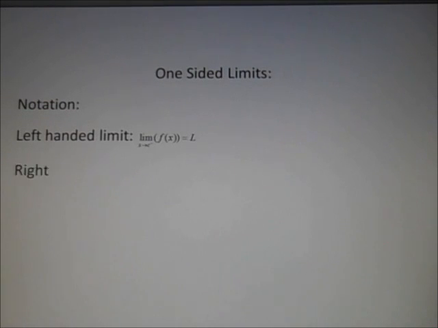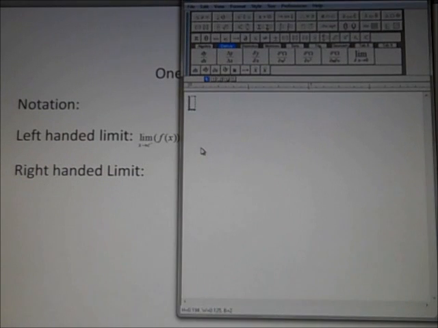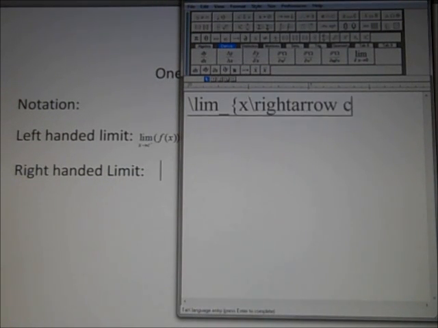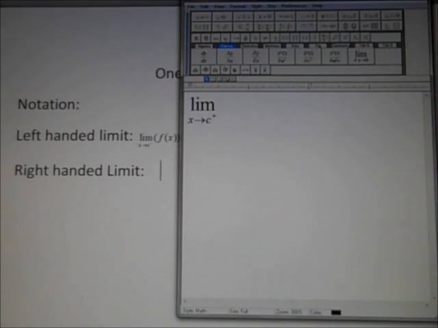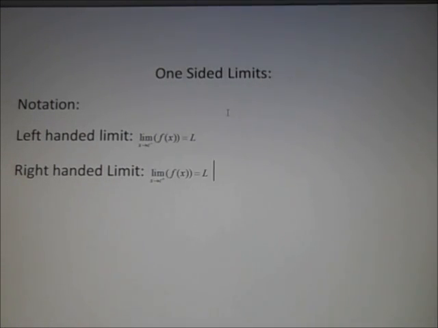We also have our right-handed limit. Here we still have the limit as x approaches c, but instead of putting a negative for the left-hand side, we put a plus, meaning we're coming from the right. Still the f of x here is equal to L. So that's our left-handed limit, we're approaching from the left. Here's our right-handed limit approaching from the right. So let's look at an example.